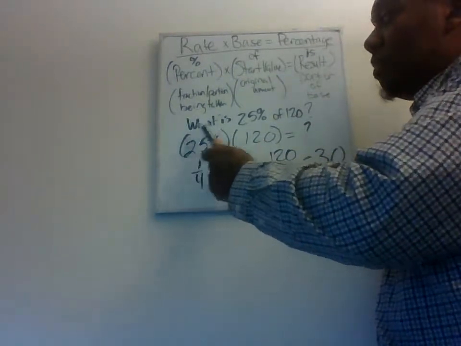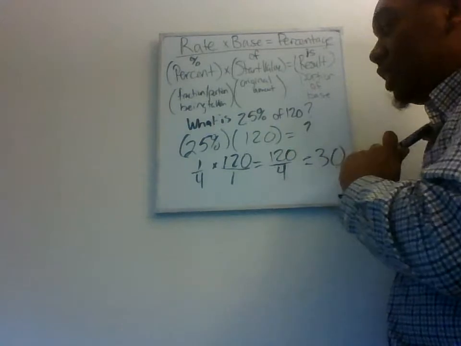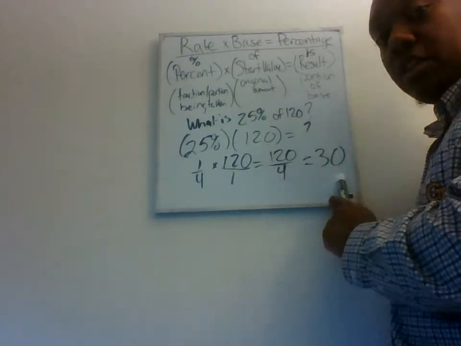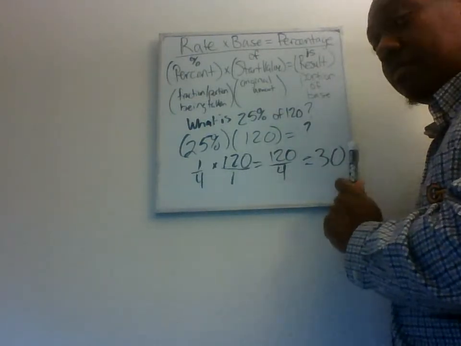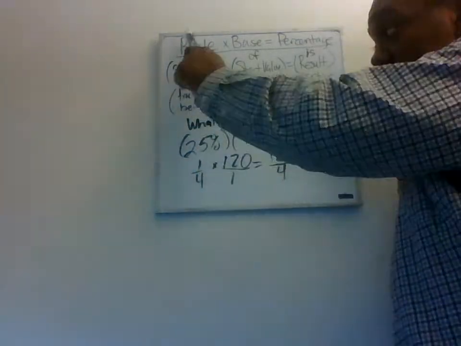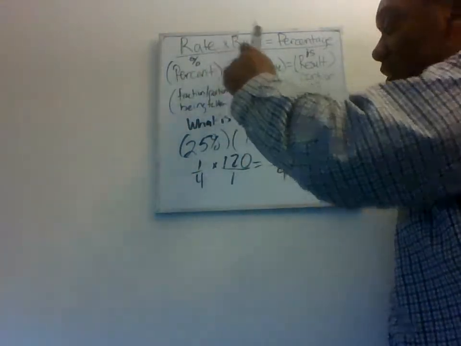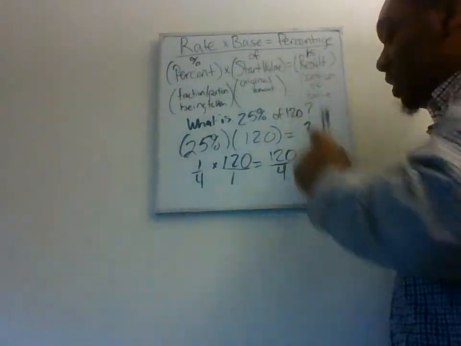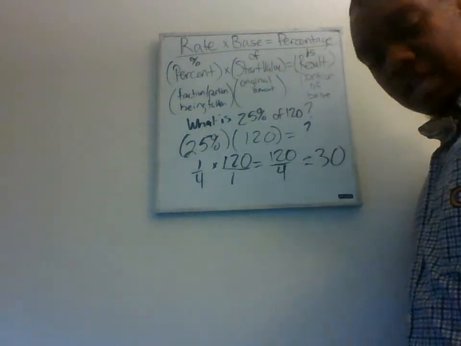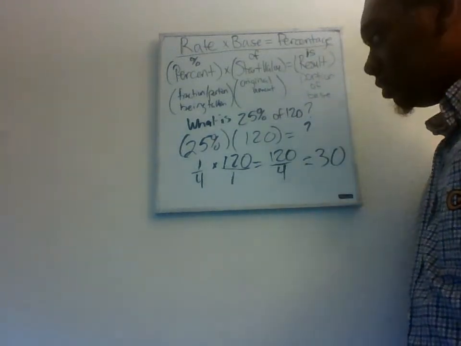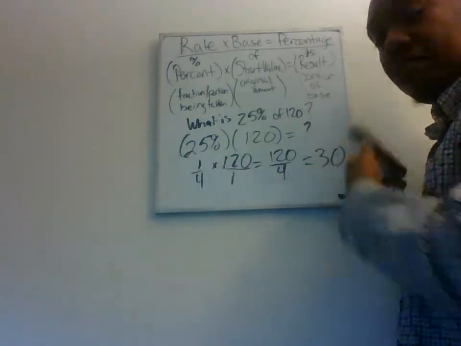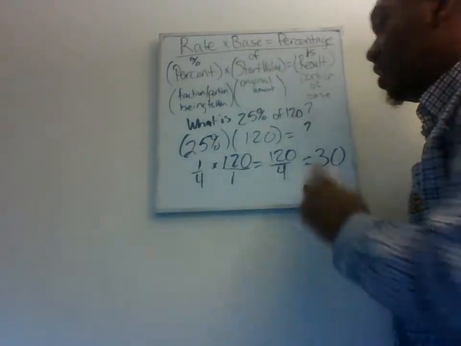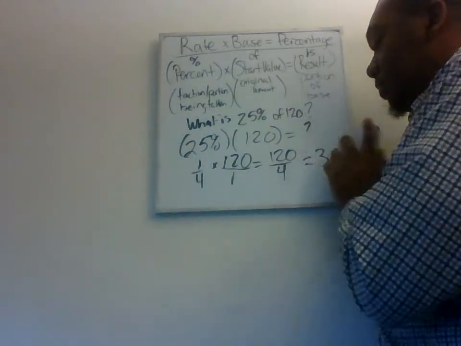That's quite simple. So 30 is our percentage. We start off with what is 25% of 120? Well, the result, or the percentage, is 30. 25 was our rate. 120 was our base. Our percentage is 30. Okay, that's quite simple. All right, that one's straightforward. You just multiply and find your answer. Okay, well, let's look at another example here.